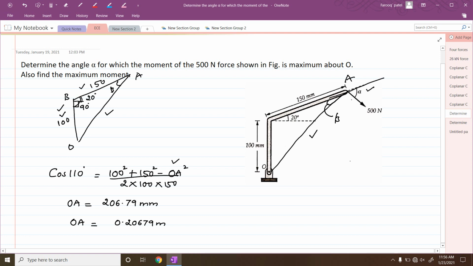So to this line, this 500 Newton force is perpendicular. Therefore this angle will be 90 degrees. Totally it is 180 degrees. So the angle between these two lines is 90 degrees. Then the remaining will be alpha plus beta. If you add up alpha plus beta, that will be equal to 180 degrees.